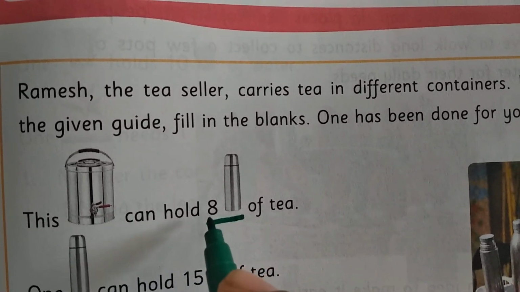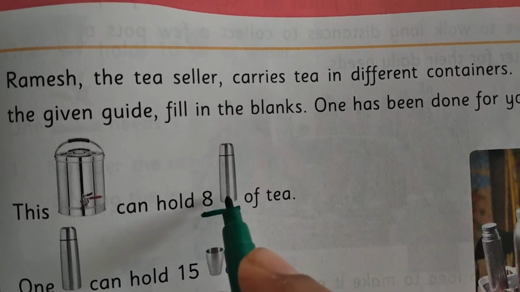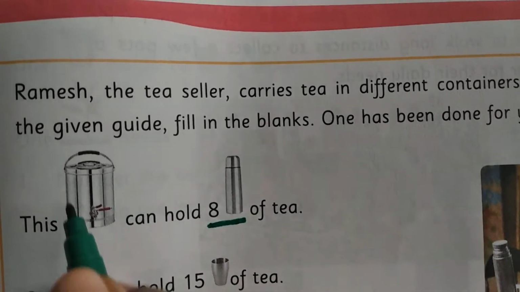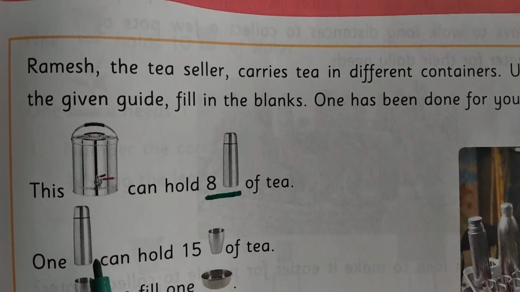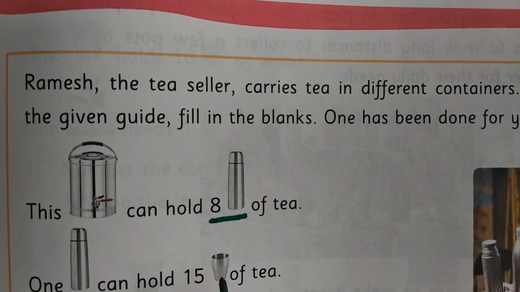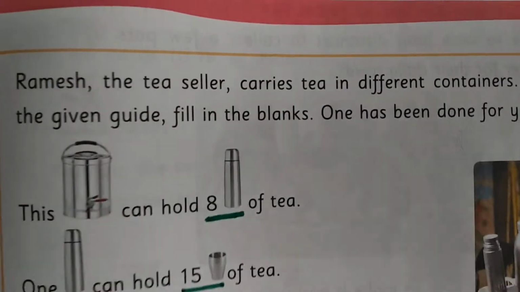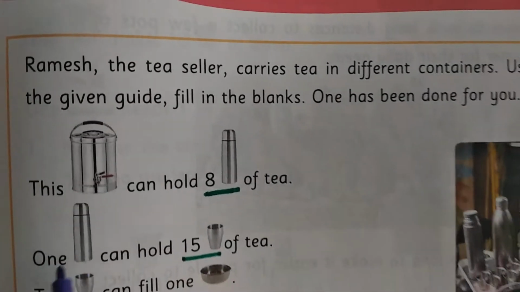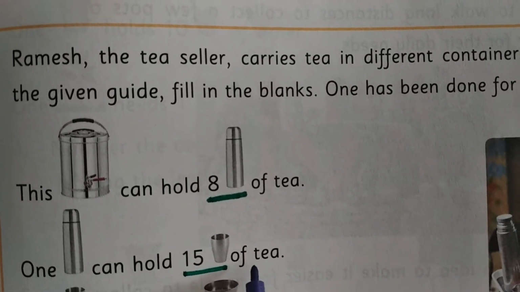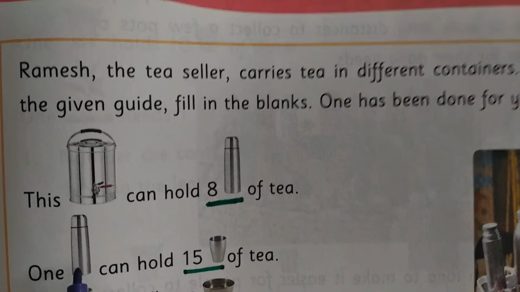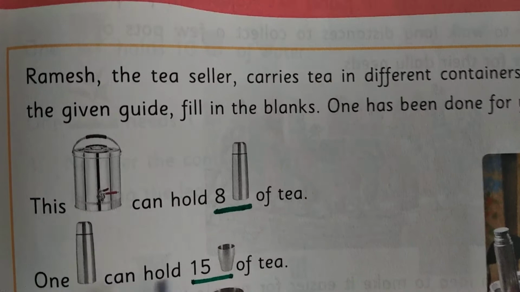So we are measuring this container using the flask. Using this flask, we are measuring this container. Now see here, Kana, one flask can hold how many tumblers? 15 tumblers. So one flask can hold 15 tumblers of tea.